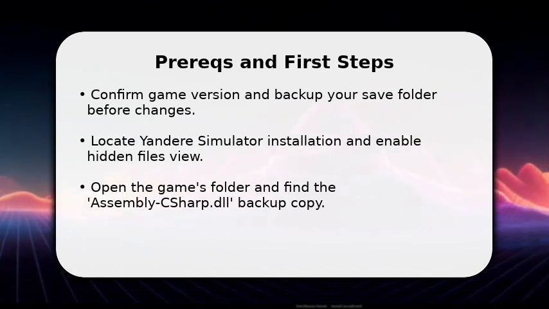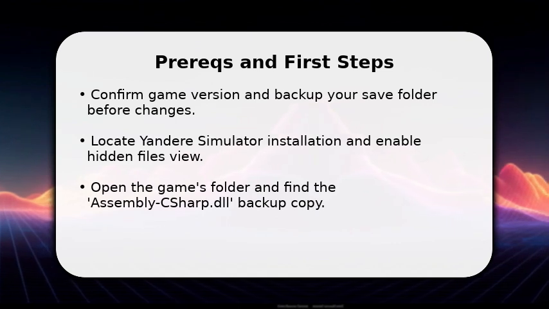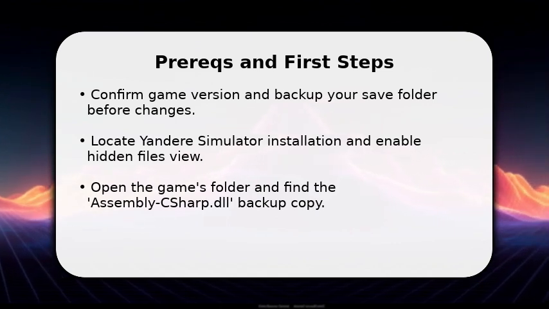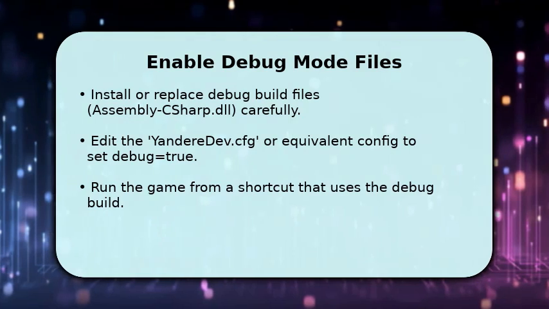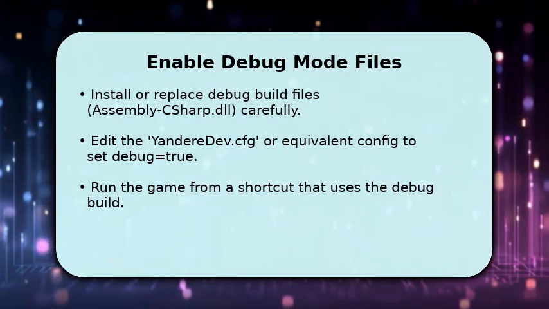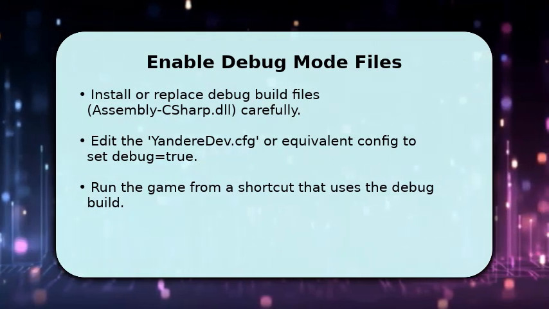Now you replace or add the debug assembly and adjust config values. You should place the debug Assembly-CSharp.dll into the game's managed folder, overriding only after your backup is saved.